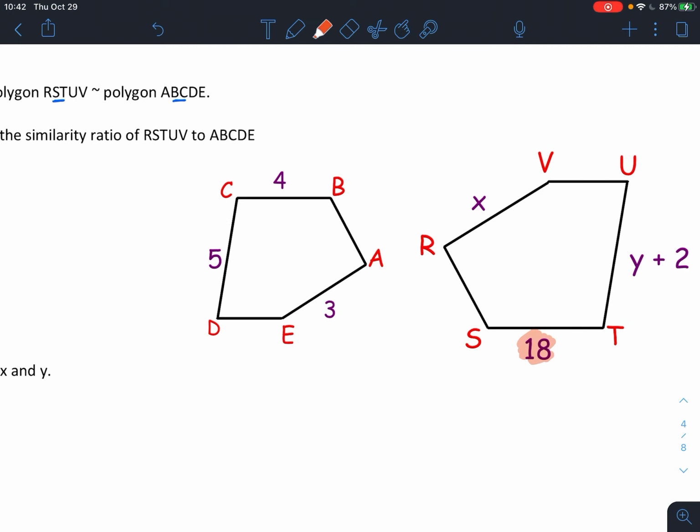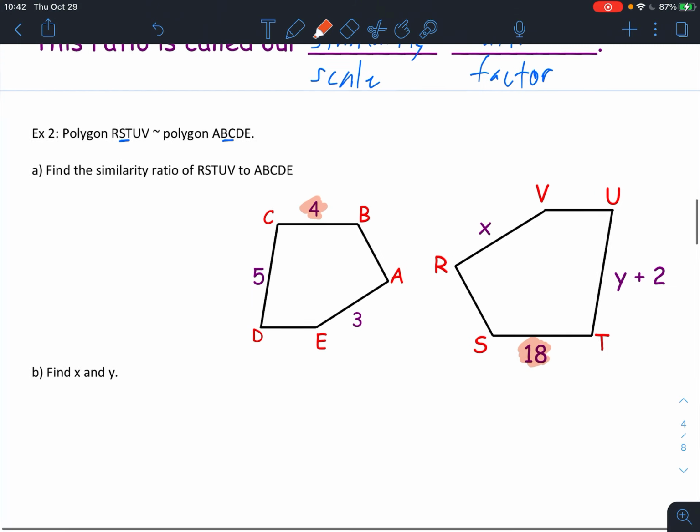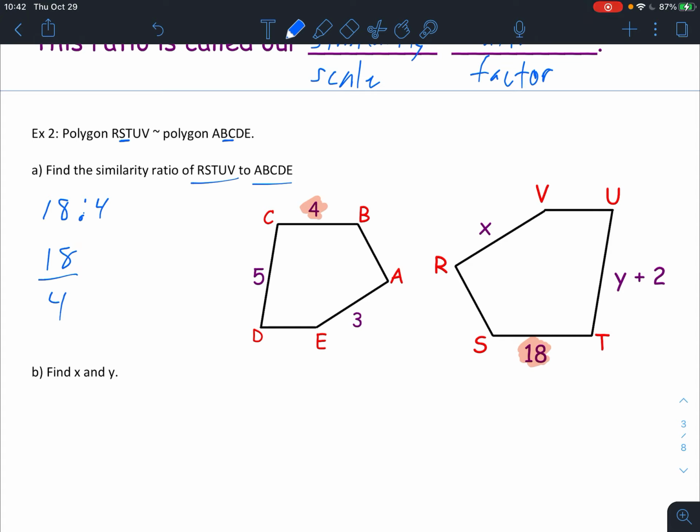I have ST highlighted. Here's BC. So our ratio of RSTUV to ABCDE is 18 to 4. Or you can write it like this, 18 to 4. You always want to reduce that to lowest terms, so our answer here is 9 to 2. And again, you can write it using either of those methods that you want.